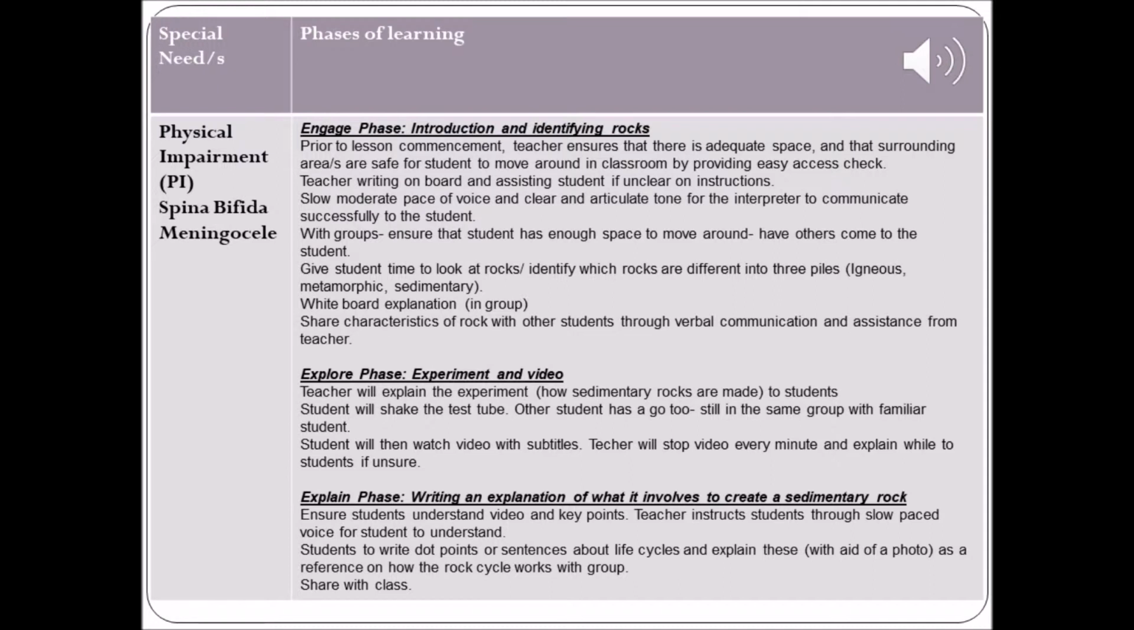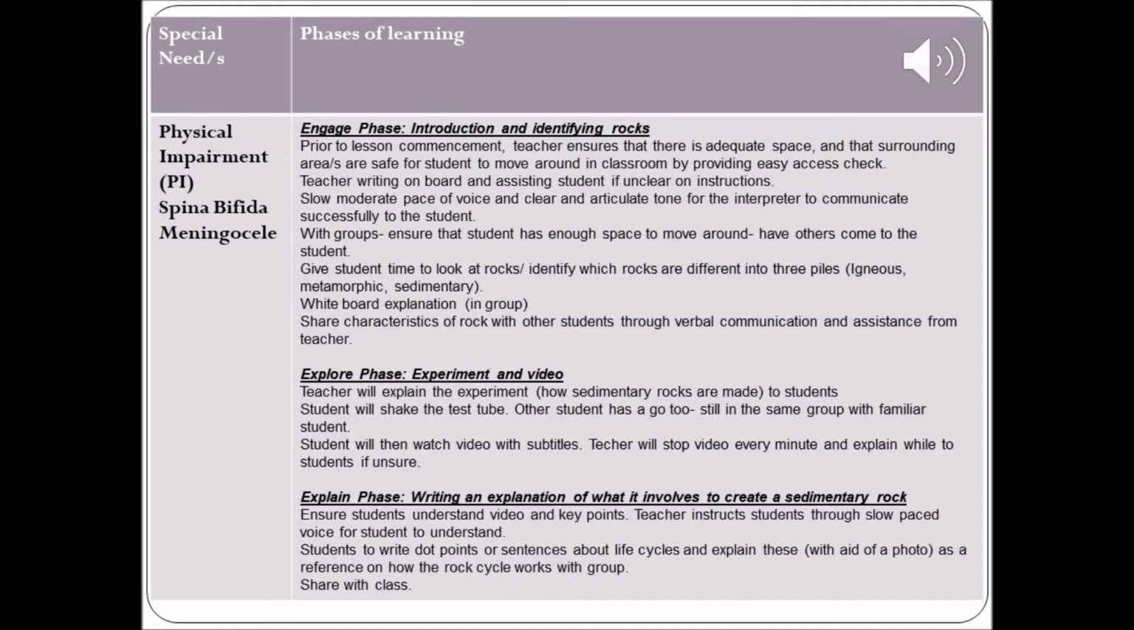When the teacher is writing on the whiteboard and assisting the student, if unclear on instructions, the teacher needs to ensure that the student can see what is on the whiteboard. In the group activity at the start of the engage phase, students are to come to the student and make sure that access is still available. Give the student time to look at the rocks like everyone else and put them into 3 piles. Share the characteristics of the rock with others through verbal communication and assistance from the teacher if needed.